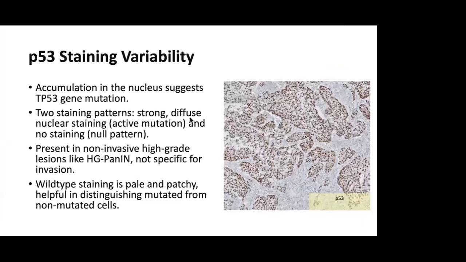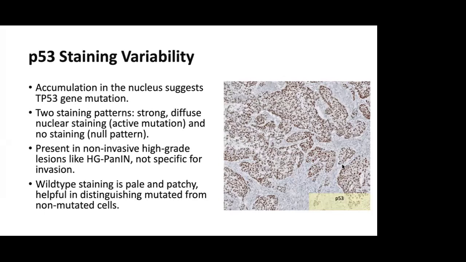And when we come to P53, staining for the P53 protein provides insight into the mutational status of the TP53 gene, and an accumulation of P53 in the nucleus typically indicates a mutation. However, in pancreatic pathology, P53 staining is not solely indicative of invasive cancer, since it also appears in non-invasive high-grade lesions too.